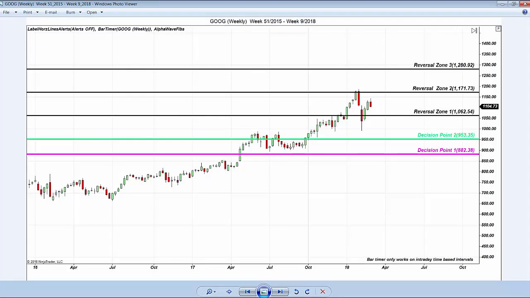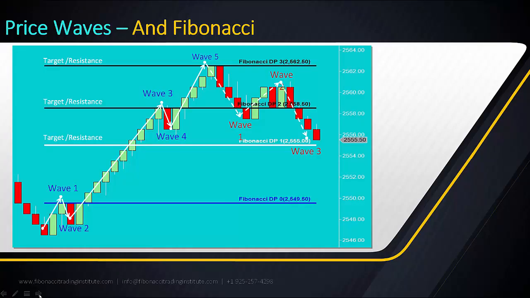Google. 1171. Excellent earnings. Did not mean a thing. Google collapsed $72 per share. And that's what price does every time, traders. It's not about day trading. It's about your investment decisions.